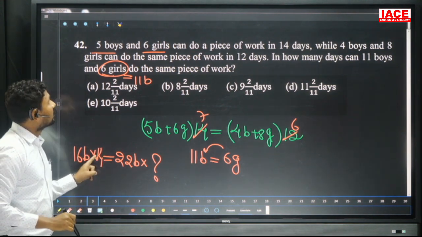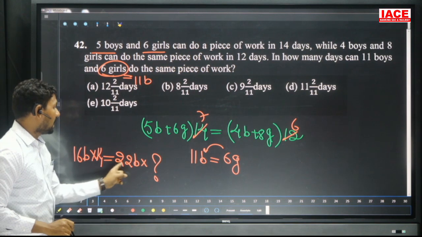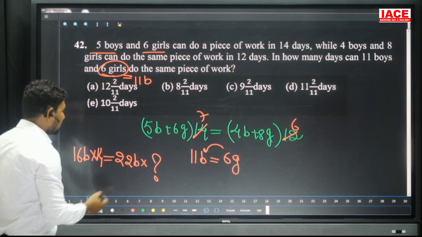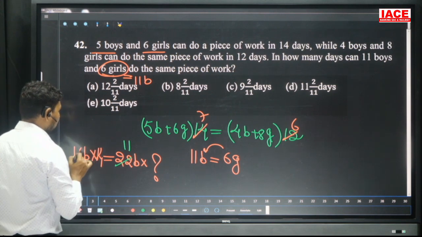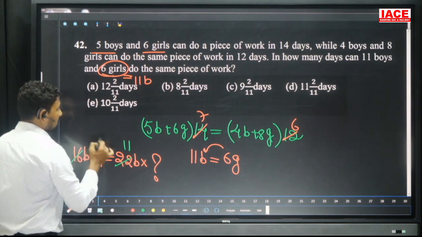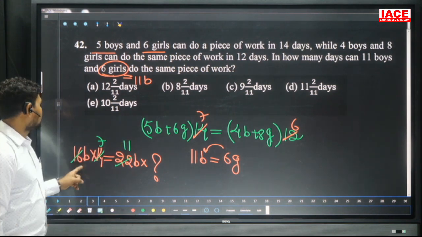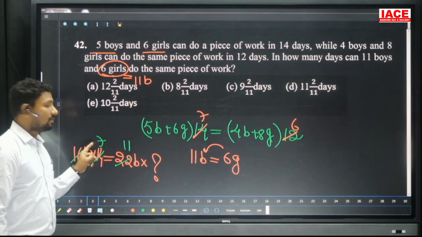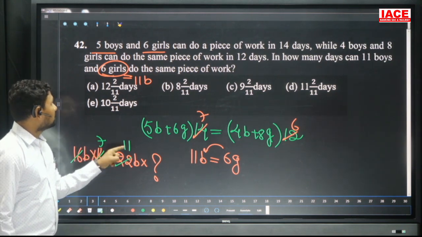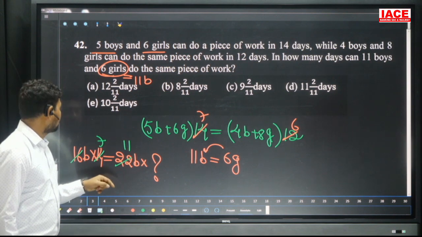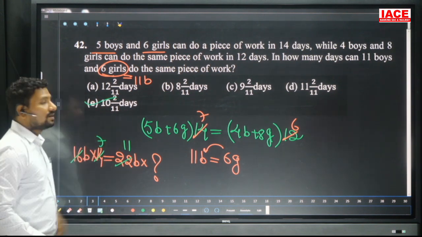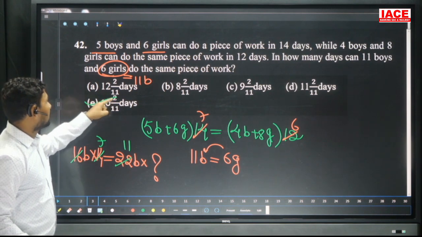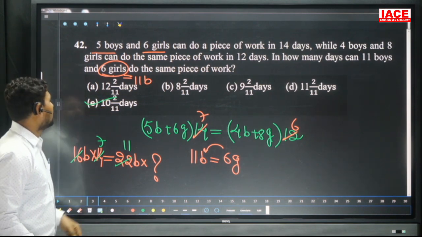16 boys complete the work in 14 days as per the first notation, and 22 boys complete the work in how many days? Both are cancelled on both sides. Here 2 elevens and 2 sevens. 16 sevens is equal to 112. 112 divided by 11. Then what is our option here? So here E is our option. 10 into 11 is 110. 110 plus 2 is 112 by 11 days.